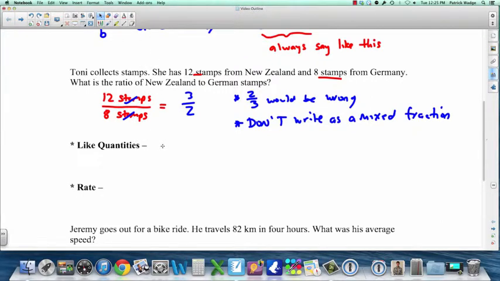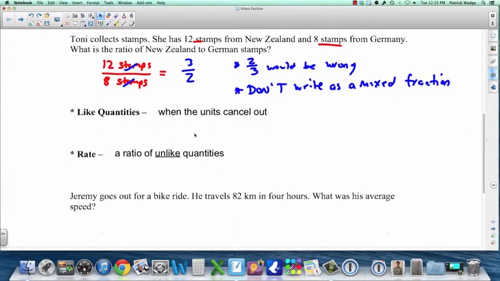You're comparing the same thing. Those are like quantities when the units cancel out. But sometimes it doesn't work like that in a ratio. And when the units don't cancel out, you have a special ratio, which is called a rate. And a rate is a ratio of unlike quantities. So this next question is an example of a rate.